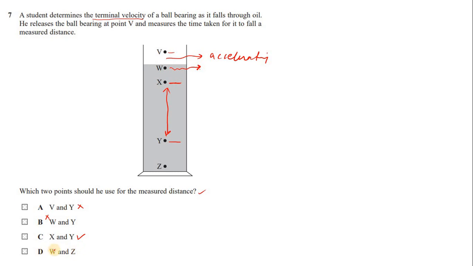W and Z: again, I have already told you that W cannot be included to measure the distance for terminal velocity. We can use X and Z, but X and Z are not given in the options. That's why we have only X and Y to choose. Option is C.